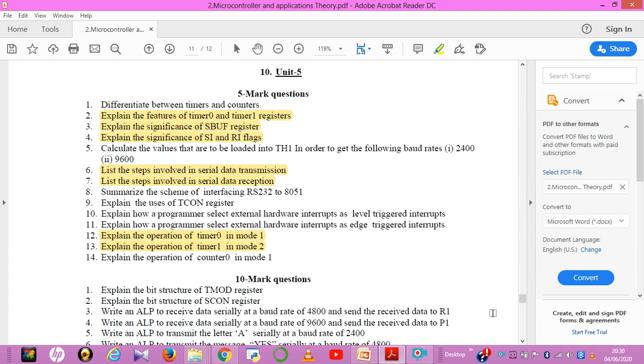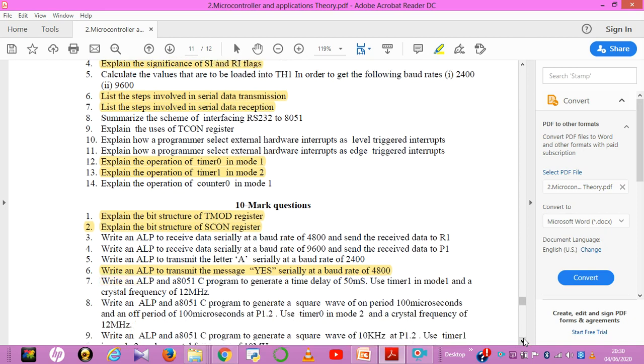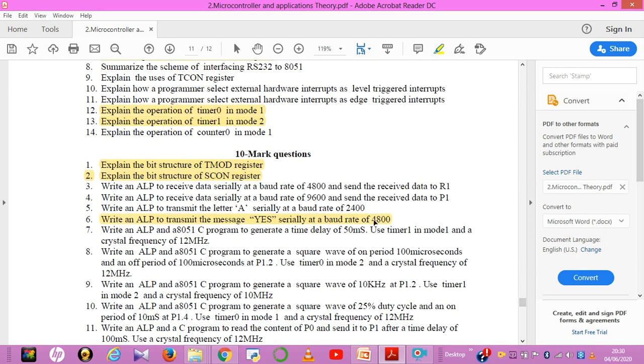Next, for 10 marks questions, we'll get these 2 questions surely. Explain the bit structure of the TMOD register. Explain the bit structure of the SCON register. Next, they are going to ask a program again. Write an ALP to transmit a message serially at baud rate of 4800. I have given the baud rate table. In that one, I have mentioned the baud rate for every serial transmission. You just select those and write the instructions.